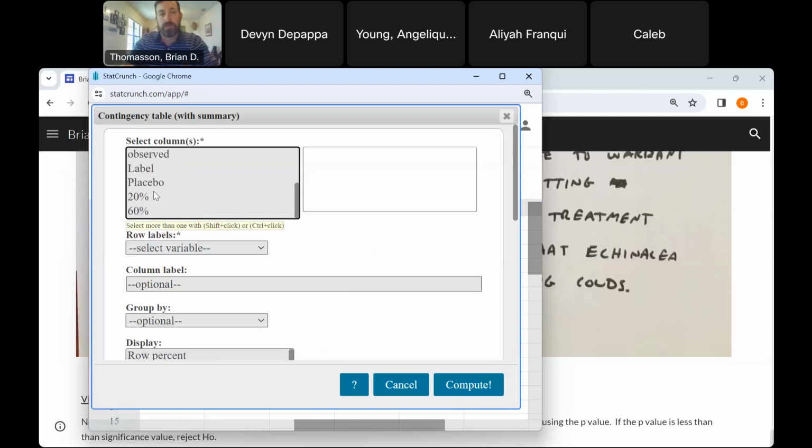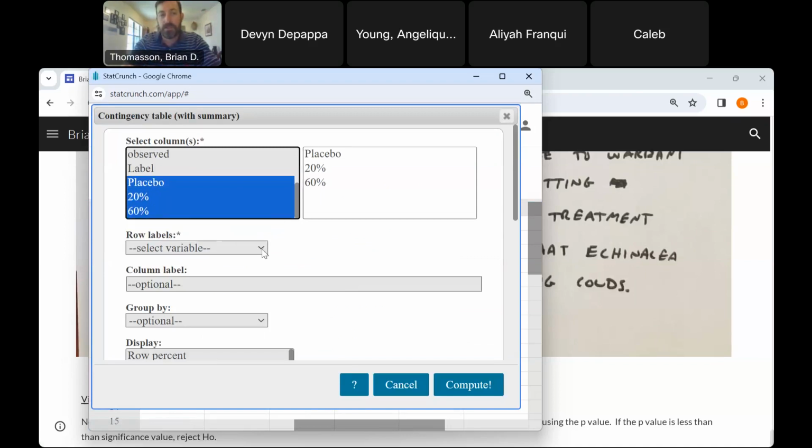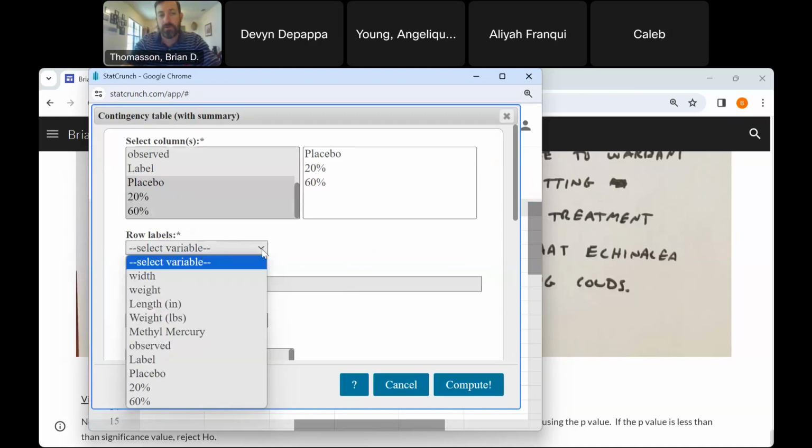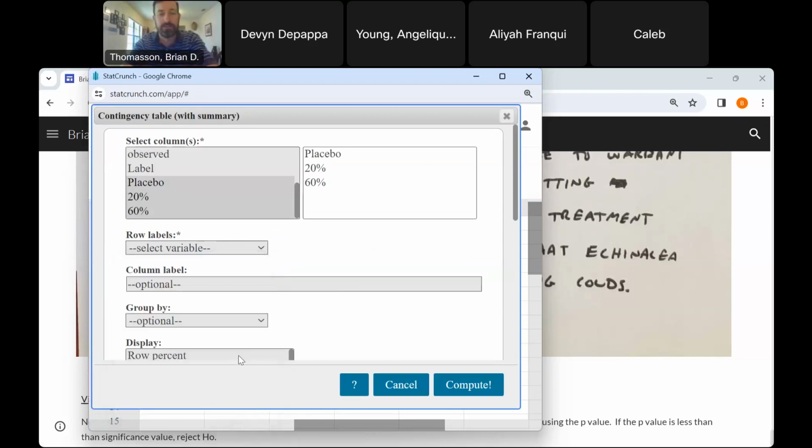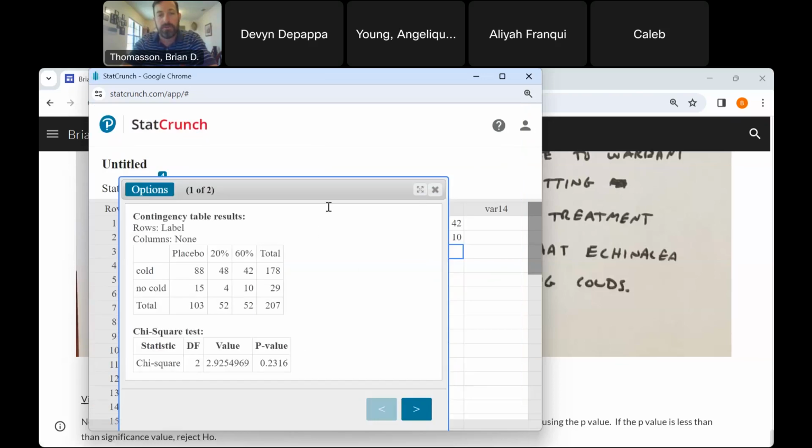And now all the columns with actual values in there, we have to select all those, placebo, 20 and 60%. They also require the row variables. It doesn't really matter what you select for this, but if we want to be correct, it's label. It doesn't have any effect on the calculations, but I have the cold, no cold under label. And then we hit compute.